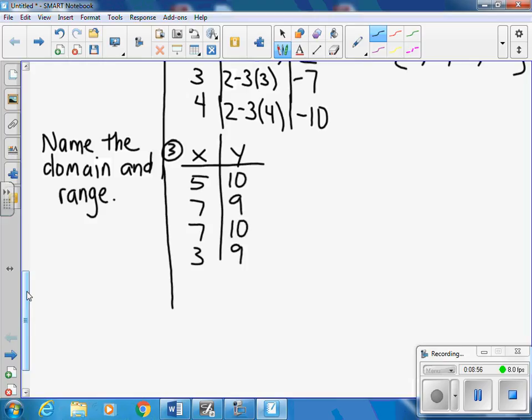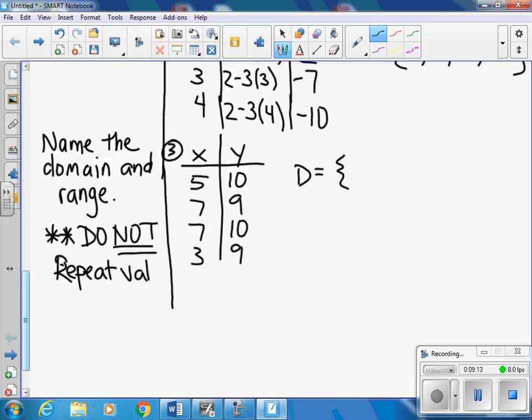All right, so when you're doing a chart like this and you're trying to write domain and range, one thing you want to make sure that you do, and I'll put this over here on the left so you can see it, double star it: do not repeat values. Okay, in domain and range, we do not repeat numbers. You only write one of the numbers that are there.